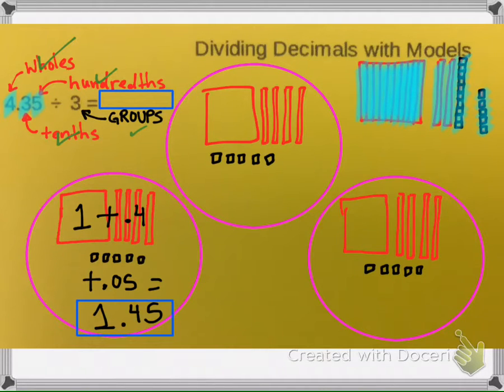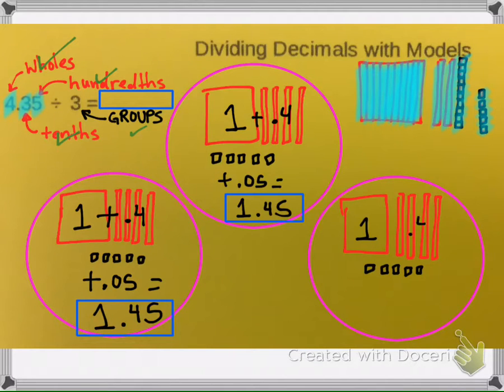And if I do that for every group, you can see that I have 1 whole, 4 tenths, and 5 hundredths in every one of these groups, which gives me the same answer over and over. So that's going to be my quotient. That's going to be the answer to my division. I ended up with 1 and 45 hundredths, or 1 whole, 4 tenths, and 5 hundredths. And that's how you do division with decimals using models.